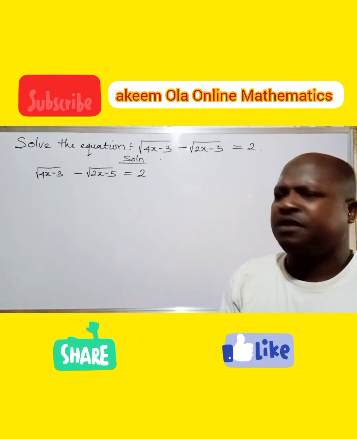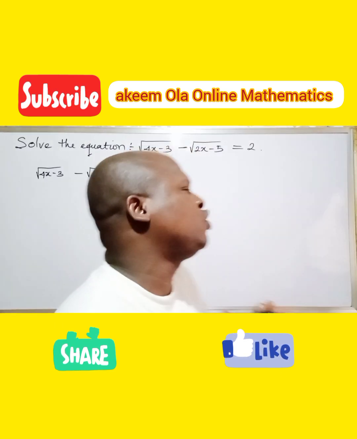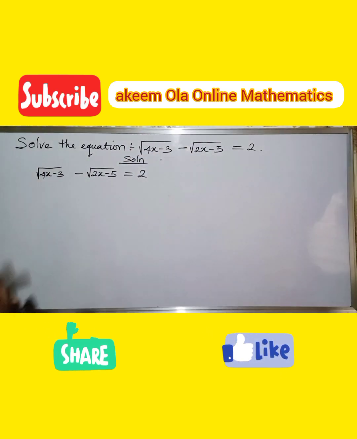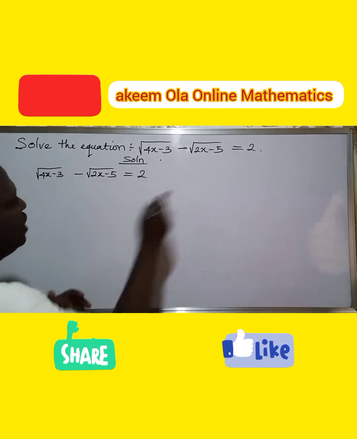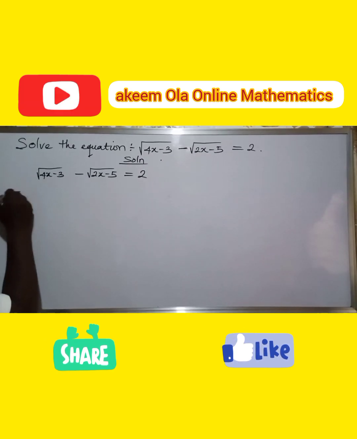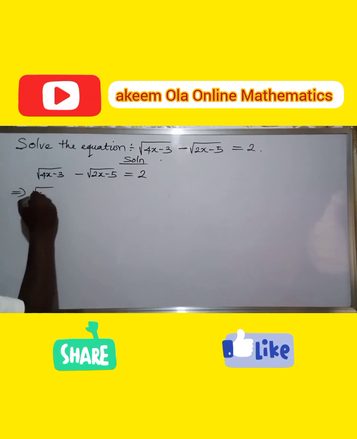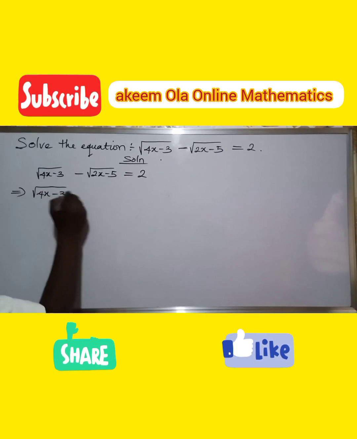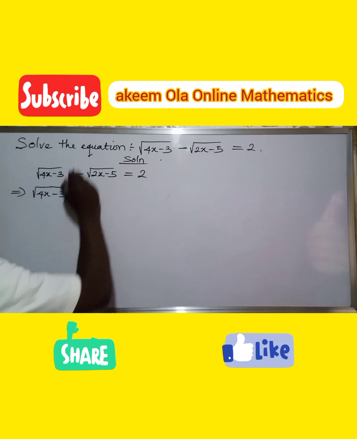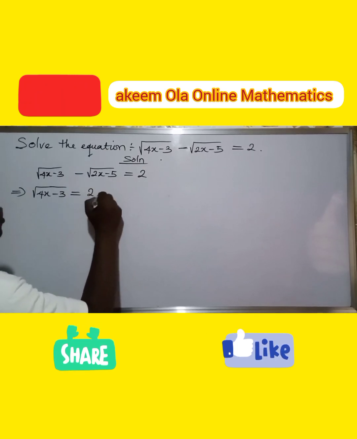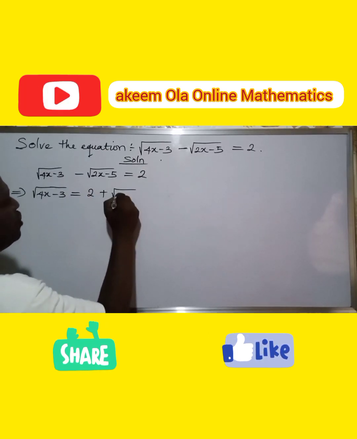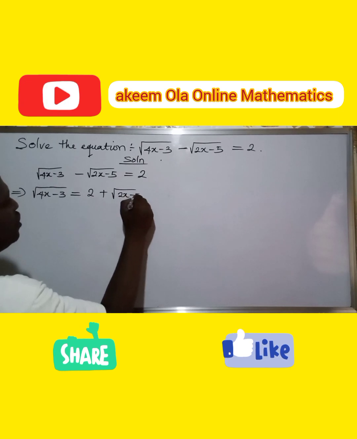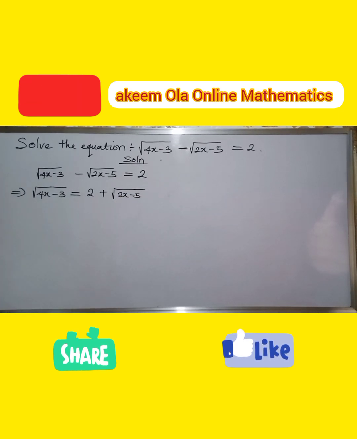How can we solve it? The only way we can solve this particular question is by moving this to the other side. This is what I mean. I have root 4x minus 3 is equal to, move this to the other side. That means you're going to have 2. The sign will change, plus root 2x minus 5. We have something like this.